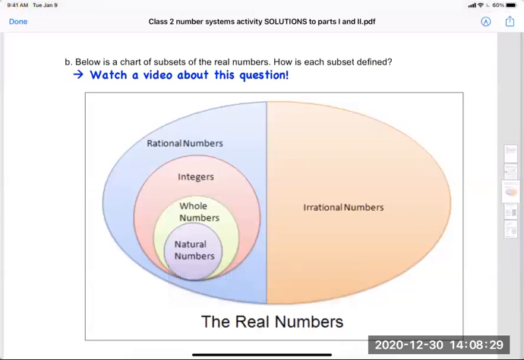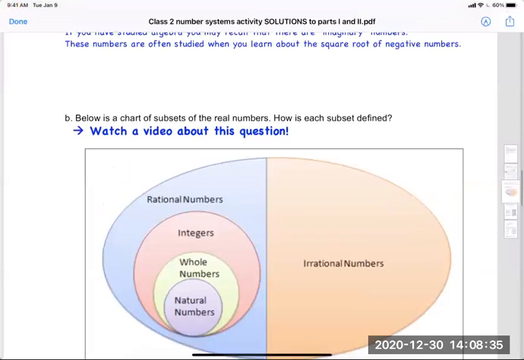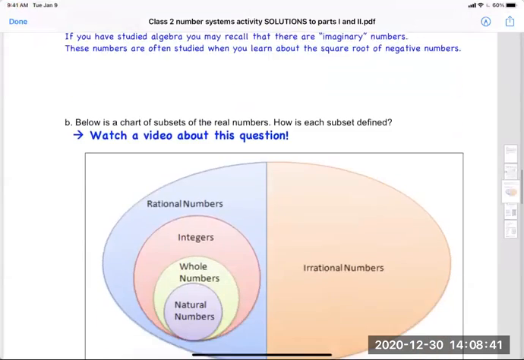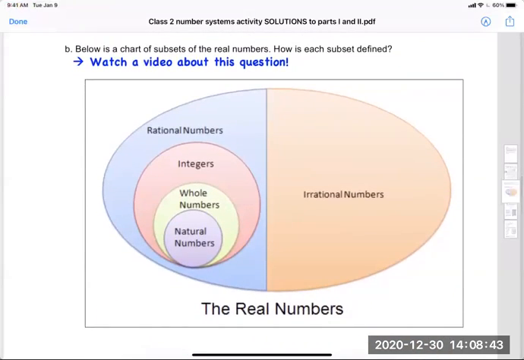This video is for the number systems activity, part 1. This is question 4. So 4 starts with this idea of real versus not real numbers. And here I'm going to talk about this picture of a set of numbers in part B.